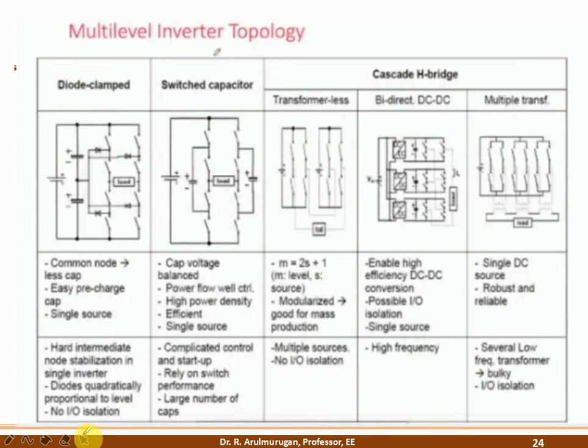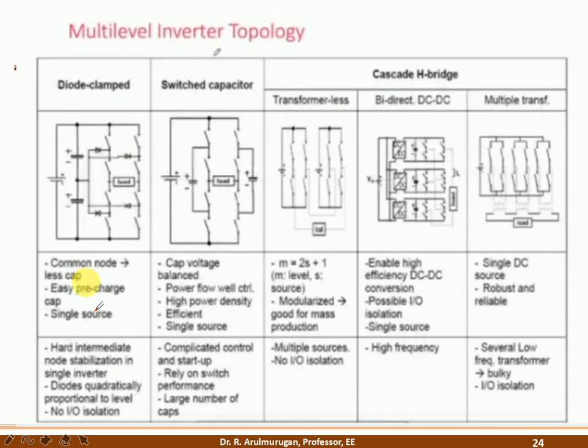Okay, you have this diode clamped method, then the flying capacitance method or switched capacitance method, and the cascade multi-level inverter. Further research is being developed on the cascade multi-level inverter, like a bidirectional DC to DC converter used here. Transformerless, no transformer is used. Multiple switches are used, and the transformer method is also used. So research is going on in this multi-level inverter.